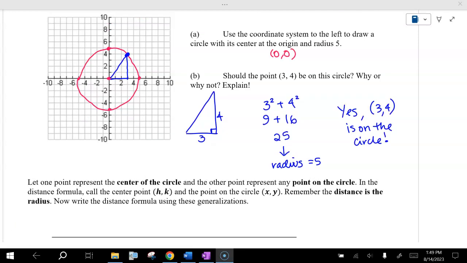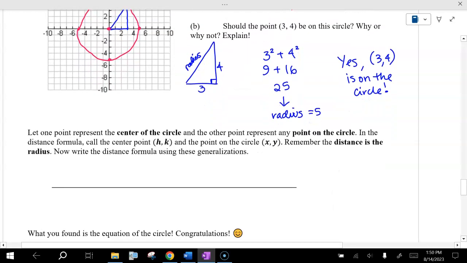So once we have that point 3, 4 plotted, we can actually draw our horizontal and vertical lines here, and then the point from the center of the circle to that point 3, 4. And we notice that it ends up creating this triangle right here where we've got 3 horizontally, 4 vertically, and then this slanted line. If that point is on the circle, that slanted line would be our radius. And we see that it does in fact check out, and so we do know that 3, 4 is a point that is on the circle.